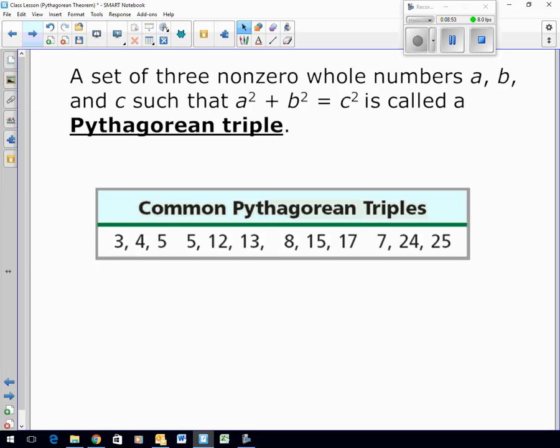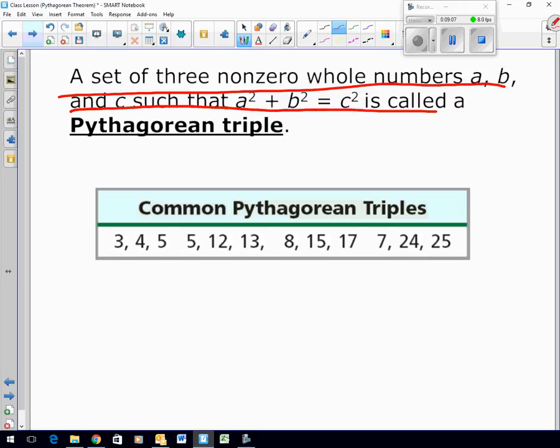Okay. All right. Real quick, a set of 3, go ahead and write this down. A set of 3 non-zero whole numbers, A, B, and C, that I can plug into A squared plus B squared equals C squared. That's called a Pythagorean triple. Okay? Triple. A triple, because it's got how many? 3. Big 3.